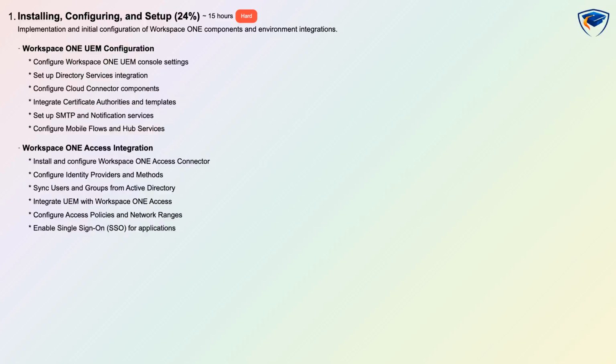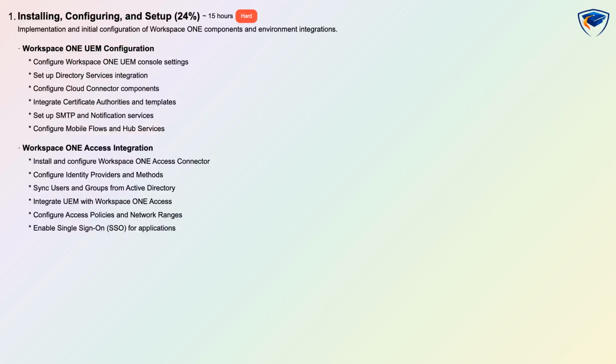Difficulty is hard, with an estimated 15 hours of learning, and assessment is hands-on plus conceptual. You will learn to configure the Workspace ONE UEM console, set up directory services and cloud connector components, integrate certificate authorities and templates, and configure SMTP, notifications, mobile flows and hub services.